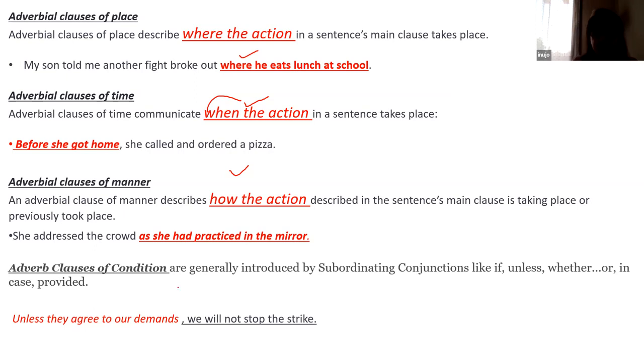Now adverb clause of conditions are generally introduced by subordinating conjunctions like if, unless, whether, or in case, provided. So, unless they agree to our demands, we will not stop the strike. This is an example where we keep a condition: if this is not done, we will not do that. So if you do not accept our demand, we will continue the strike and not stop it. So unless they agree to our demand, this is adverb clause of condition.